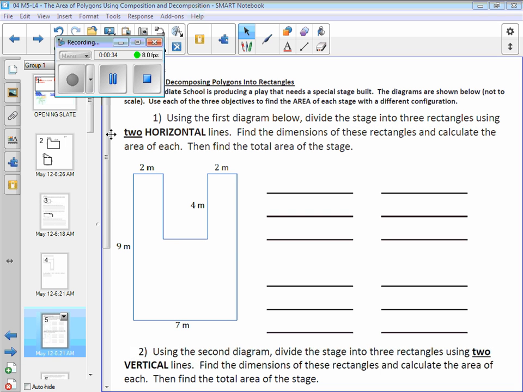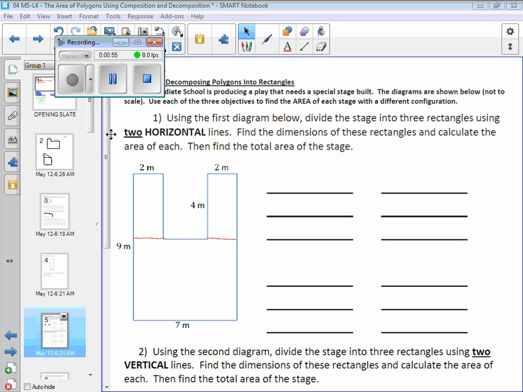Cat, come on up. You can do it. Choose red, I think. Red's fine. Pretty great, that's how we put it. Okay, we have three separate rectangles being created by two horizontal lines. So we did exactly what she did.